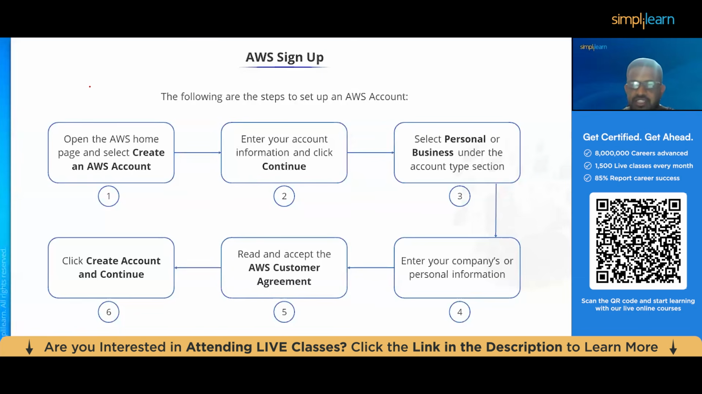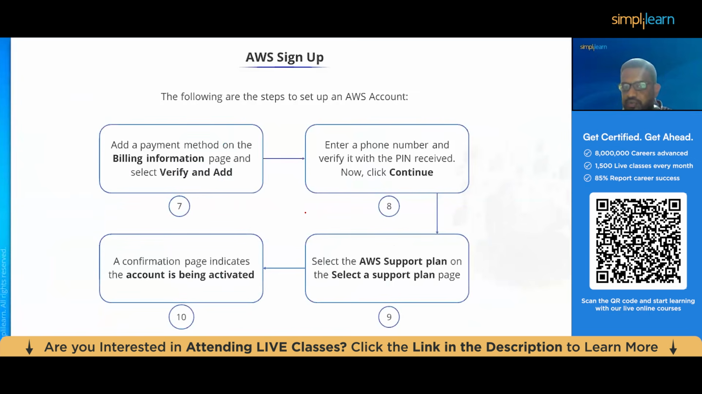Now here, just now what I discussed, how to create an AWS account. First, go to the AWS website, create AWS account, right? Enter your account information, right? So whether it is a personal or business account, provide your personal information, then accept the agreement, then create account and continue, right? Then provide the billing information, verified. Once verified, then provide the mobile number, phone number details, then support plan.